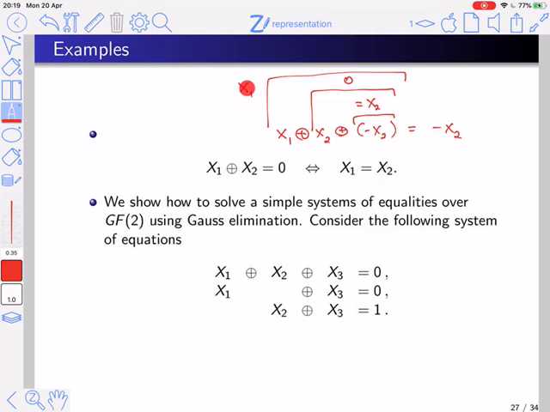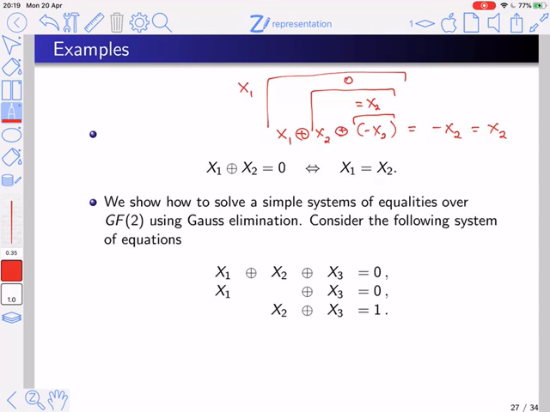So I get that x1 equals minus x2, but minus x2 is just x2. So I get that x1 equals x2. Okay?